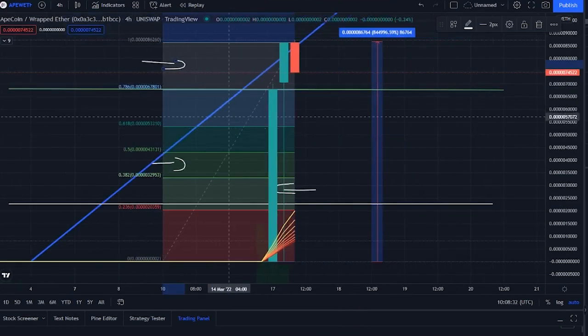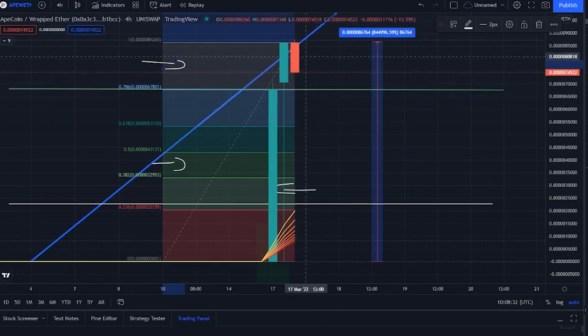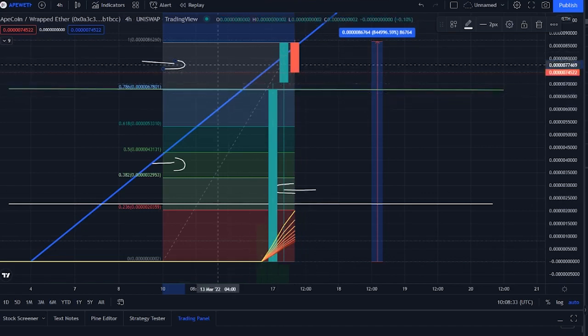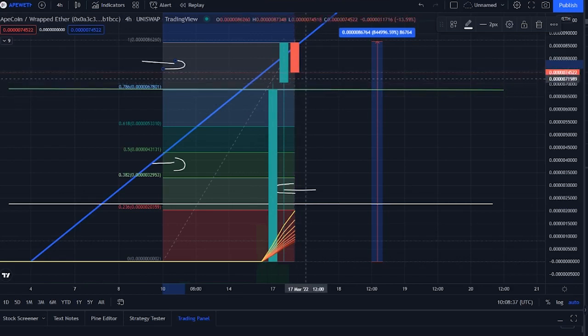Moving averages are among the most popular APE price prediction tools. As the name suggests, the moving average provides the average closing price for APE over a selected time period. For example, a 12-day simple moving average for APE is a sum of APE's closing prices over the last 12 days, which is then divided by 12.